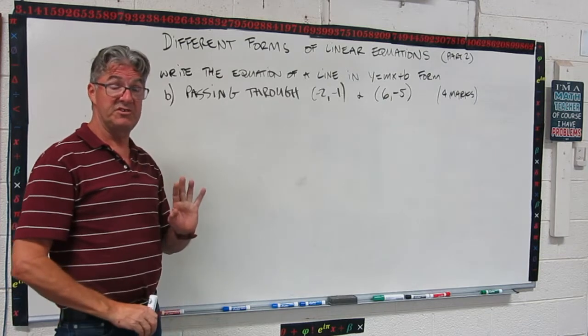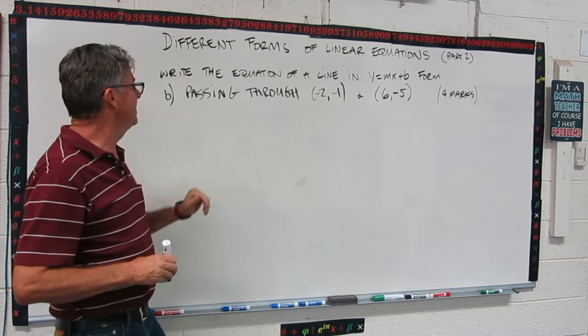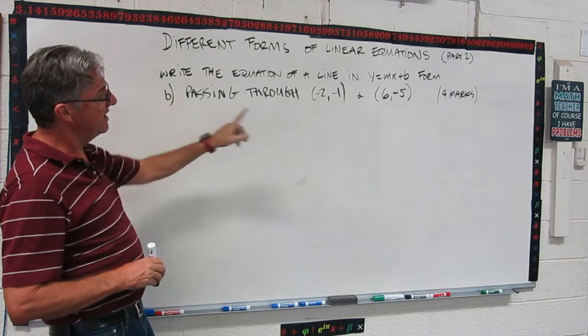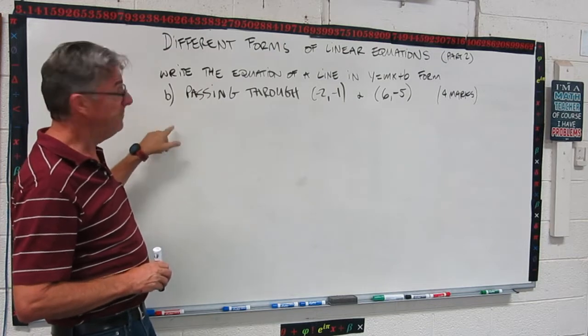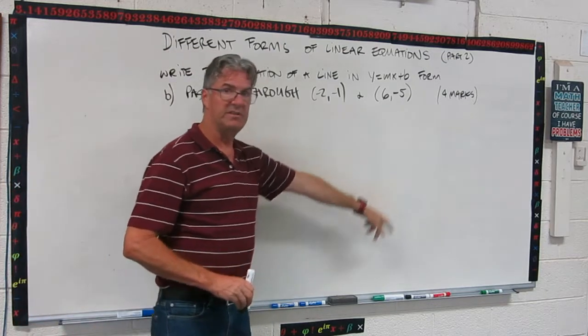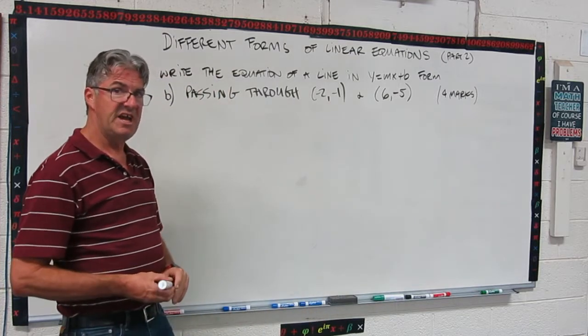Okay, second question. Again, pause the video and really work this one all the way through to the end. This is part B of the same problem. Write the equation of a line in y equals mx plus b form of a line that passes through these 2 points. So give it a shot. Okay, let's see how you did.